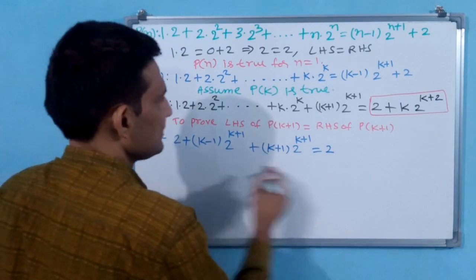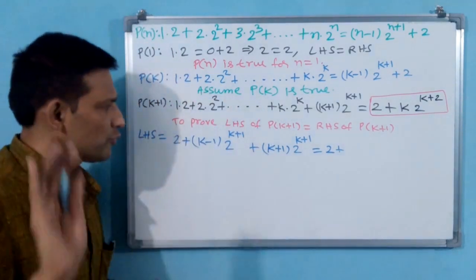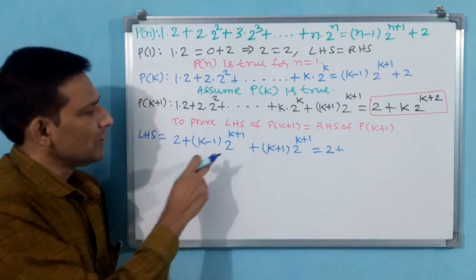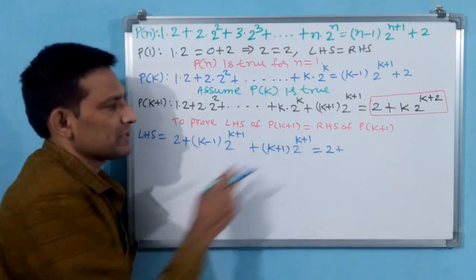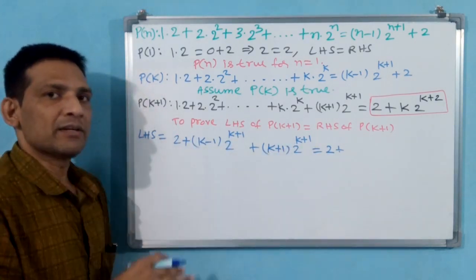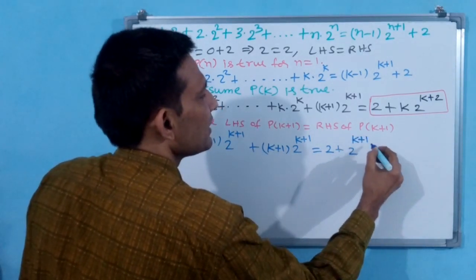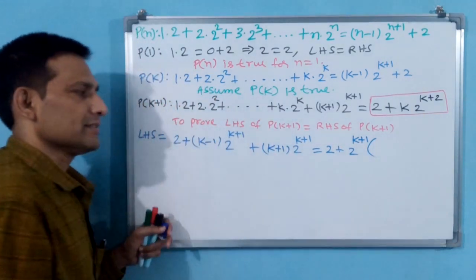See, all are plus, then you write plus only. Now you stop and simply observe what you can take common. 2 power k plus 1, 2 power k plus 1. Can you take common? Definitely it can take common. You write 2 power k plus 1, but you put one parenthesis.